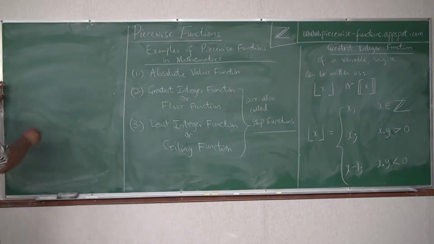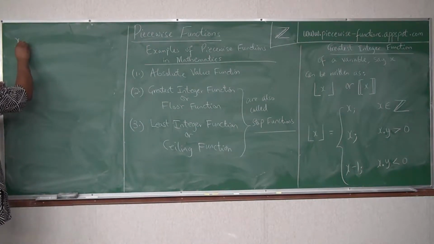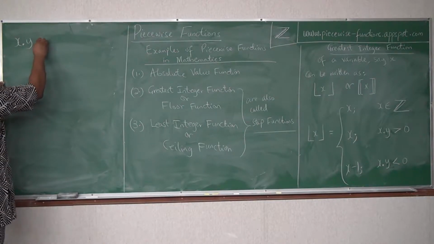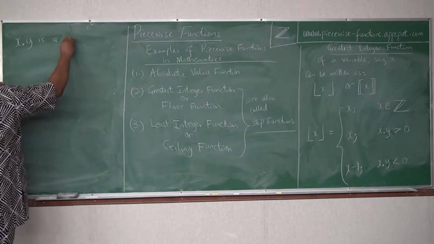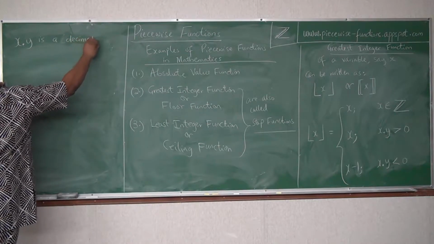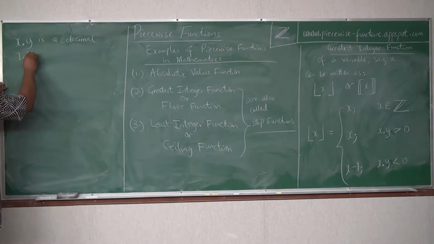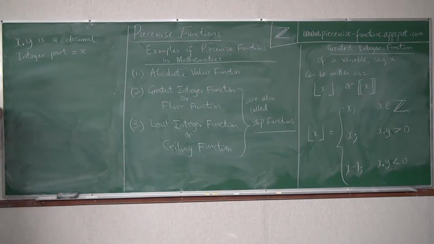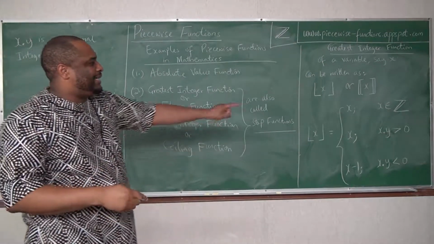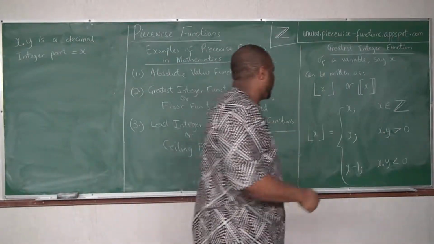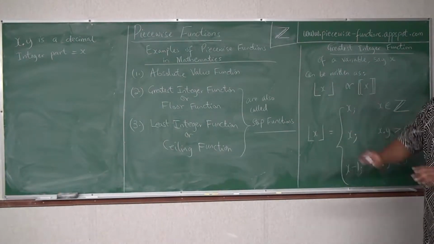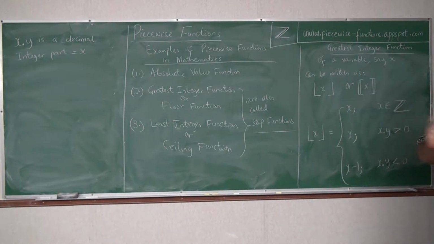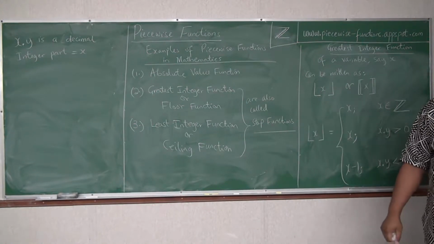So let's say that this is a decimal, x dot y is a decimal. So x is the integer part. That is what we are concerned about, the integer part, x. The greatest integer function is just x if it is an integer. Whether it's a positive integer or a negative integer, it is just that integer, period.